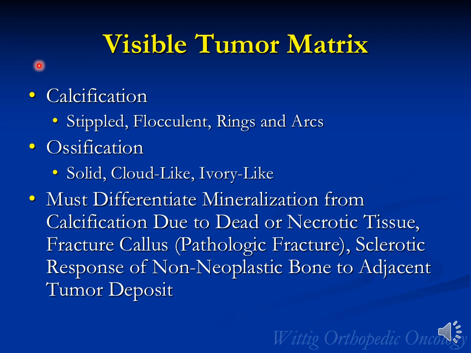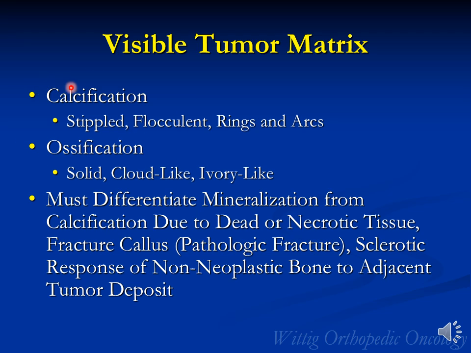We're going to talk a little bit about visible tumor matrix. Once you've looked at the tumor and you've determined that the tumor is either geographic, permeative, or moth-eaten, you want to look inside the tumor and see if the tumor is making any sort of matrix that can be visualized on an X-ray. The types of matrices that can often be visualized on an X-ray are those that calcify or ossify. Calcifications are usually consistent with a cartilage type of tumor, or a tumor that's producing cartilage, and ossification usually with a tumor that's producing bone itself.